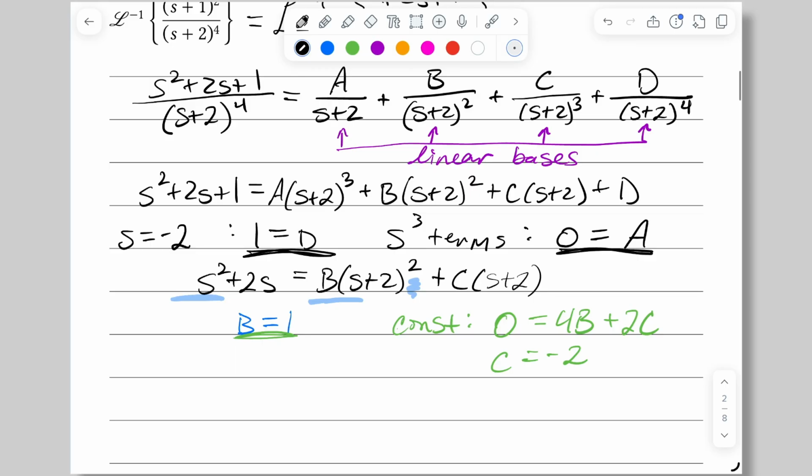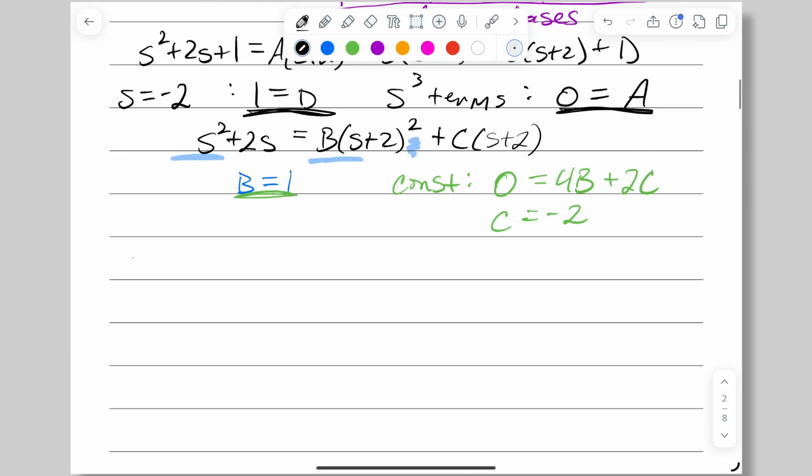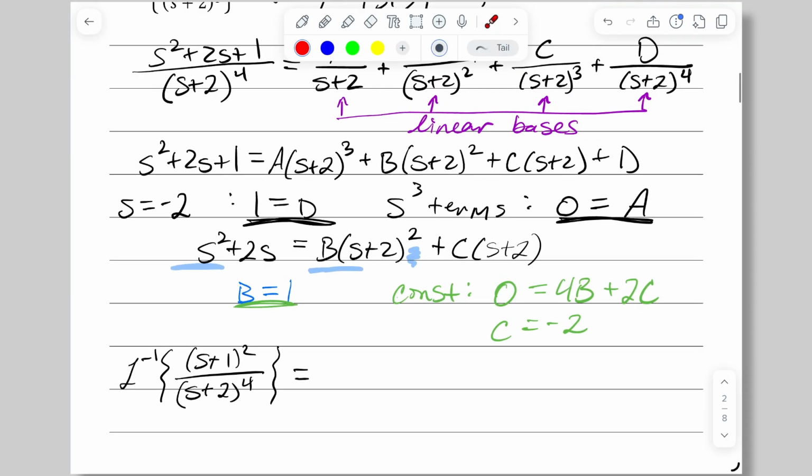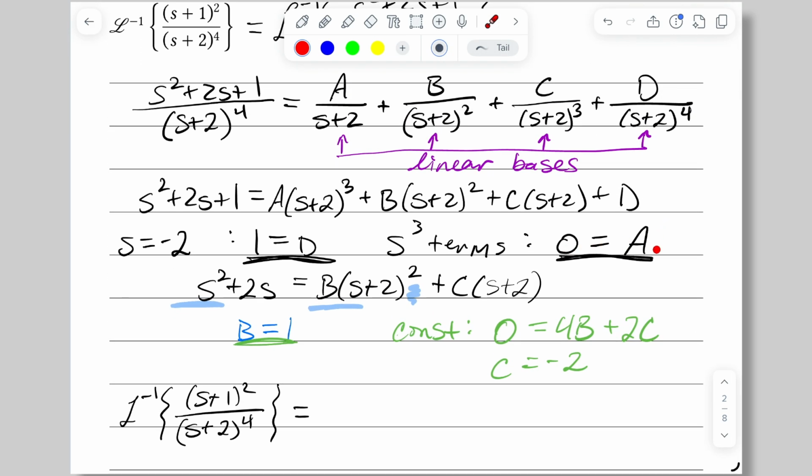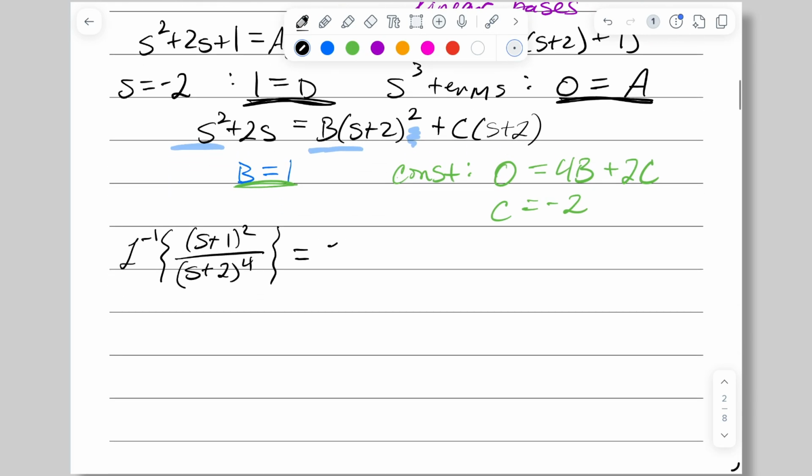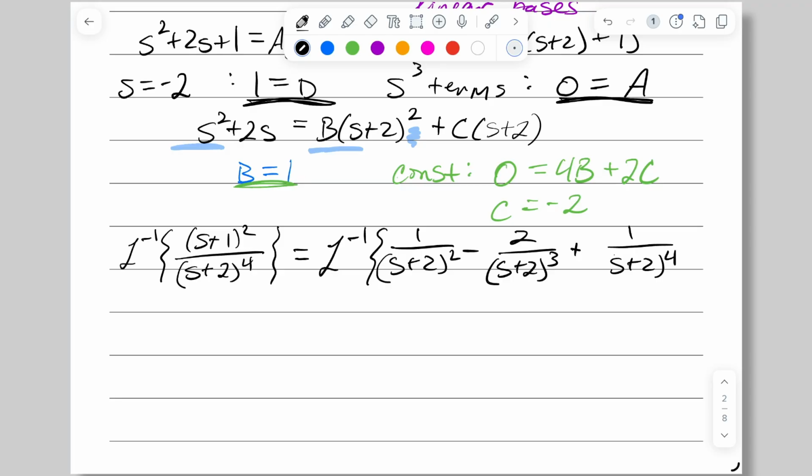Now what we have is the inverse Laplace transform of what had started out as s plus 1 the quantity squared over s plus 2 to the 4th power, which is now equal to a over s plus 2, but a was 0, b over s plus 2 the quantity squared, and so on. So this becomes the inverse Laplace transform of 1 over s plus 2 the quantity squared minus 2 over s plus 2 to the 3rd power plus 1 over s plus 2 to the 4th power.